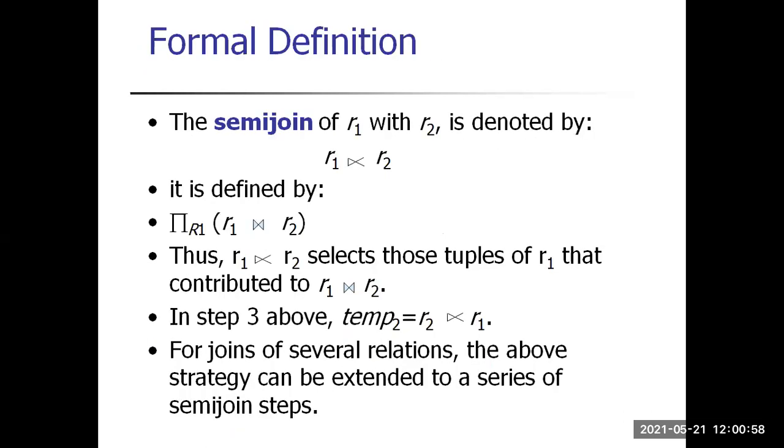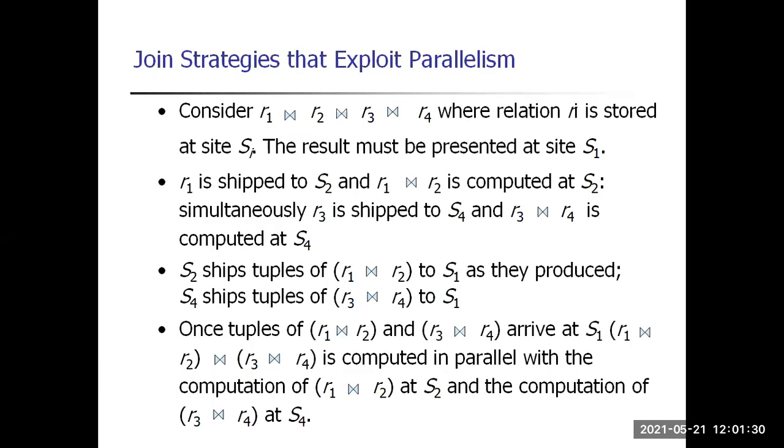So these are the things in the normal semi-join definition. R1 semi-join R2 is defined by the projection of R1 where R1 semi-join R2 is present, and thus R1 semi-join R2 selects those tuples of R1 that contribute to the relation between R1 and R2. Then we calculate the value of temp, a variable, and that will be the strategy for extending the series of semi-join states.